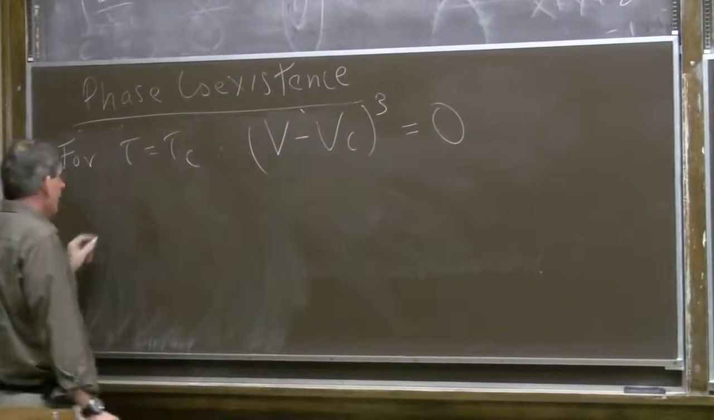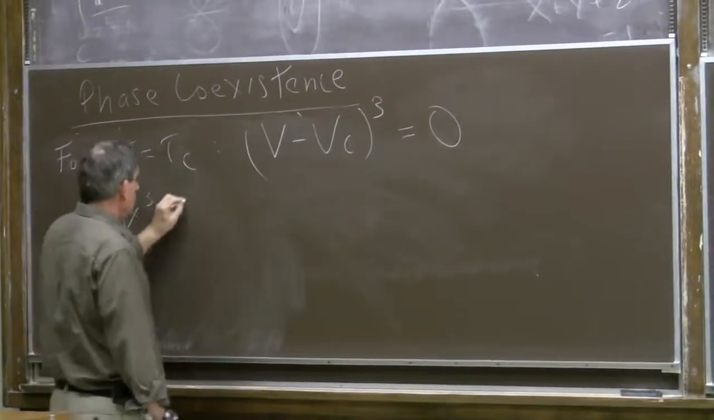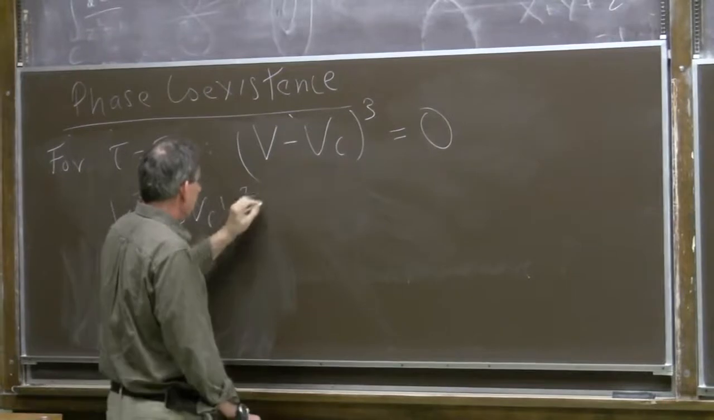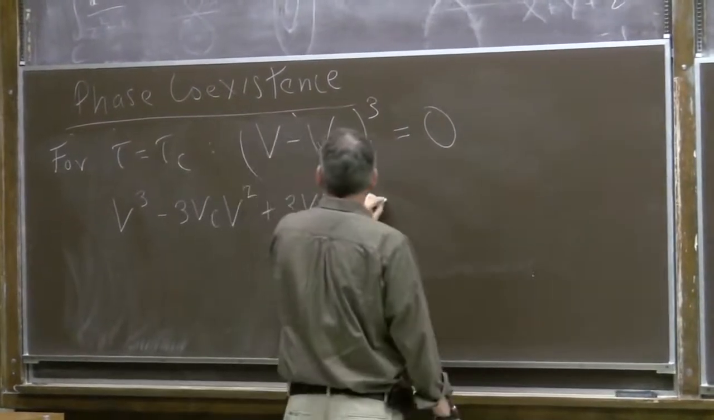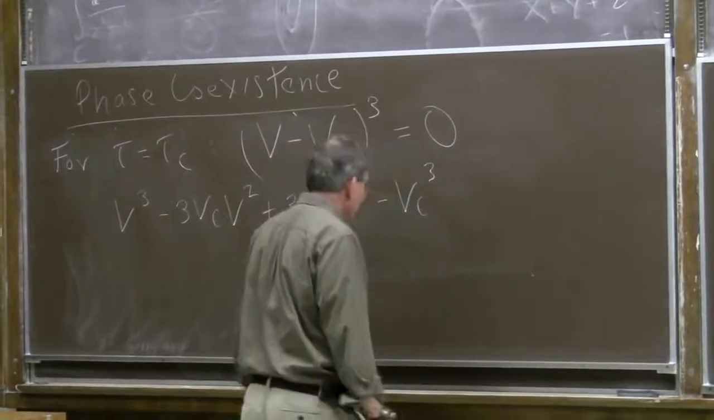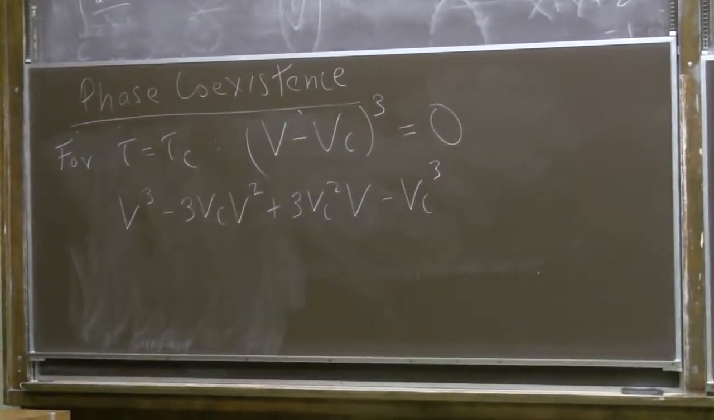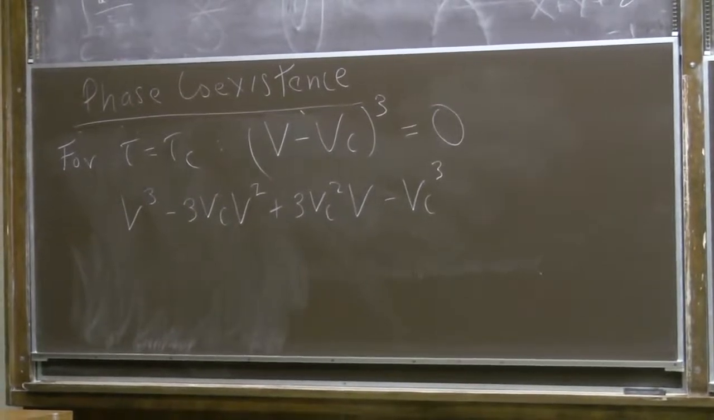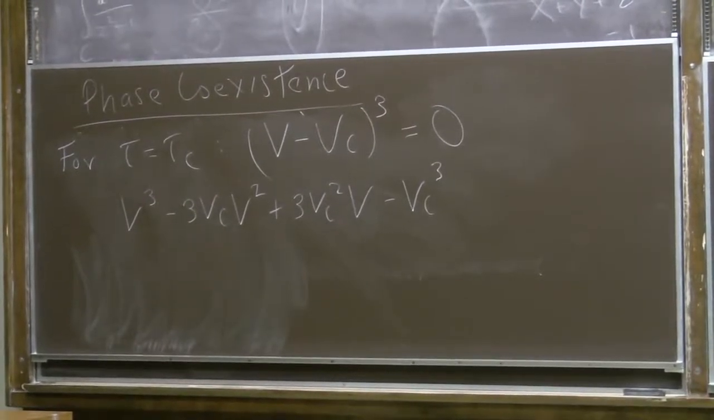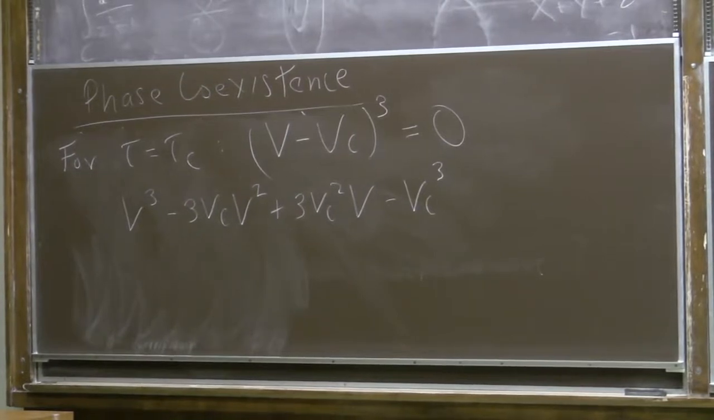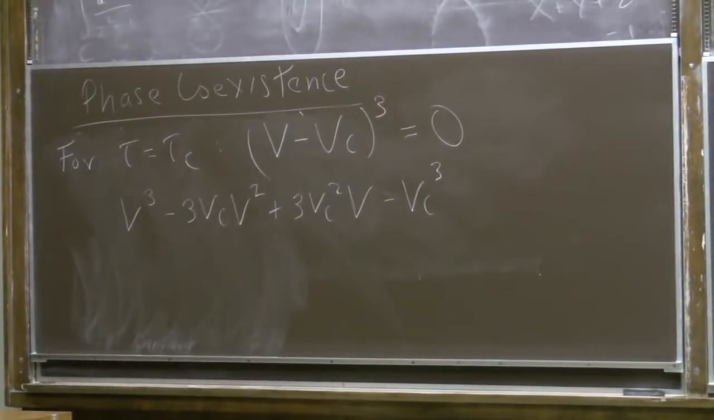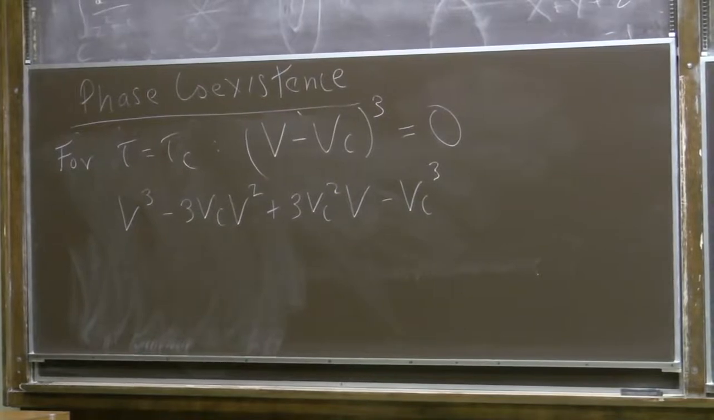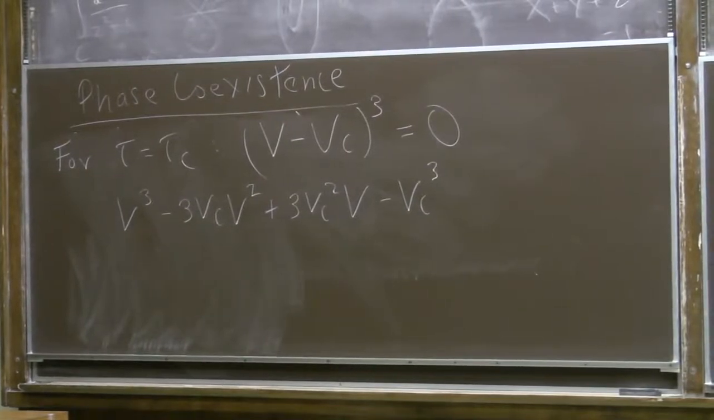So if I expand that out, V cubed minus 3 V_c V squared plus 3 V_c squared V minus V_c cubed, I can just match powers of V, the coefficients of powers of V, between that equation and this one when T and P are the critical temperature and pressure. Okay? Critical temperature and pressure means we're expanding this cubic with an inflection point at the origin around the origin.